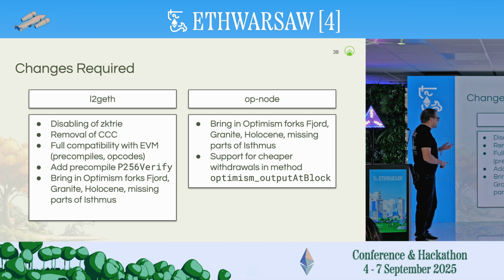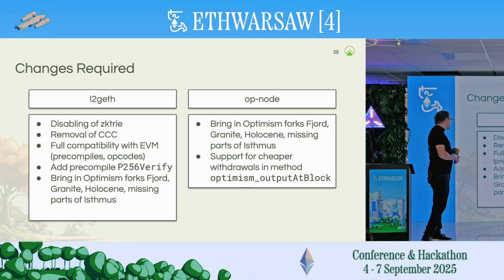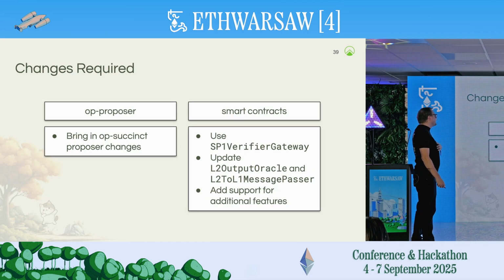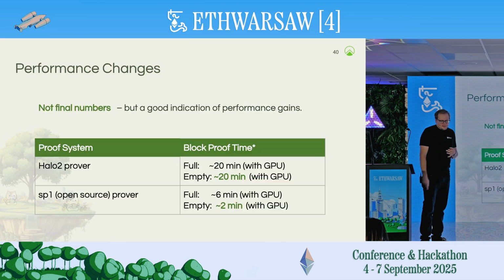We also added a new precompile, P256 verify, and then we upgraded a whole bunch of things from Optimism because they had also been chugging along and doing development. We changed the proposer. I'm running out of time, so I'm not going to talk about the smart contract changes. A lot of stuff changed.